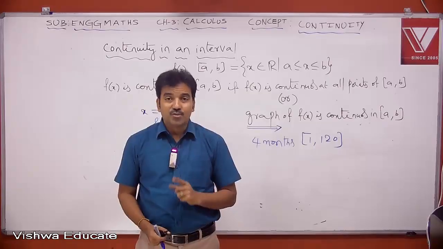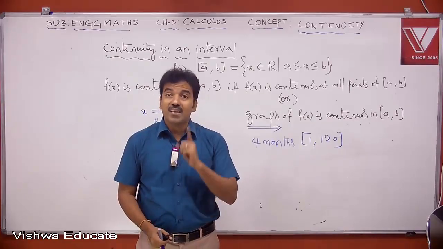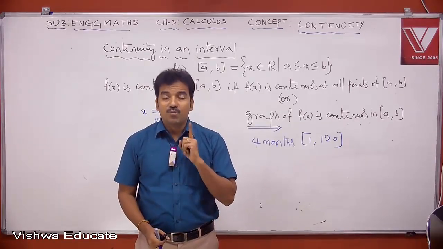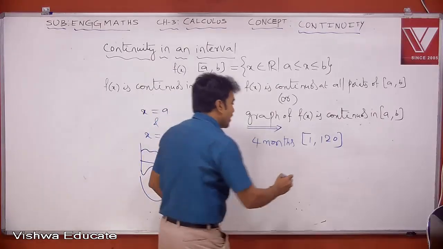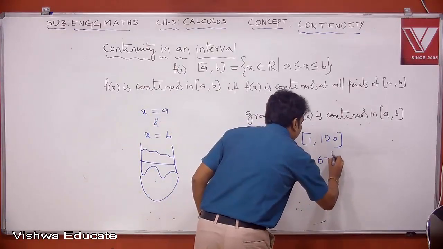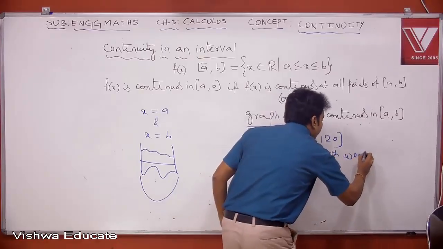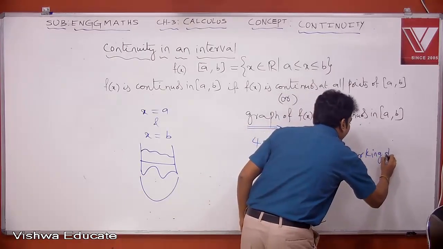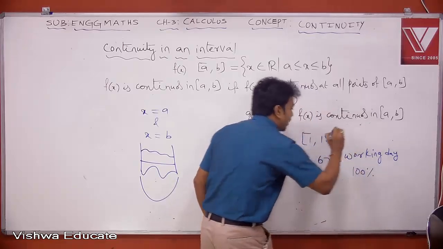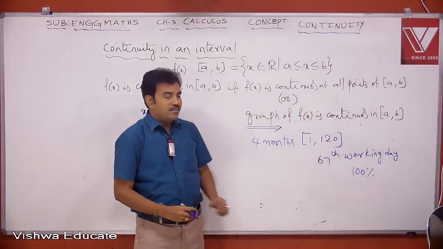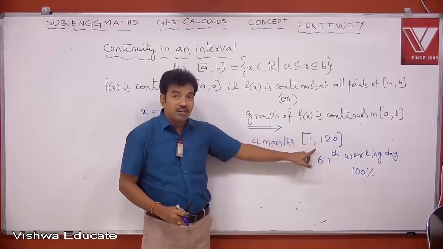Otherwise, if a student has not attended at least one of these working days, then we say that the student is not continuous in that semester. Assume that the student is absent on the 67th working day. Then he or she did not maintain 100% attendance. Then that point is called the absent day.